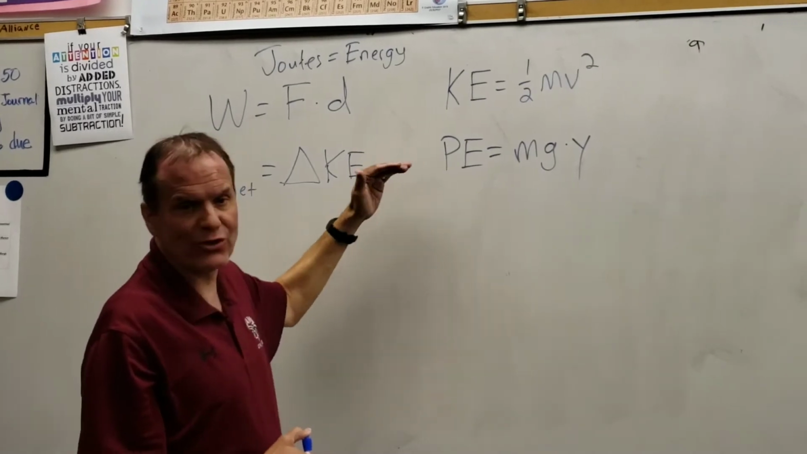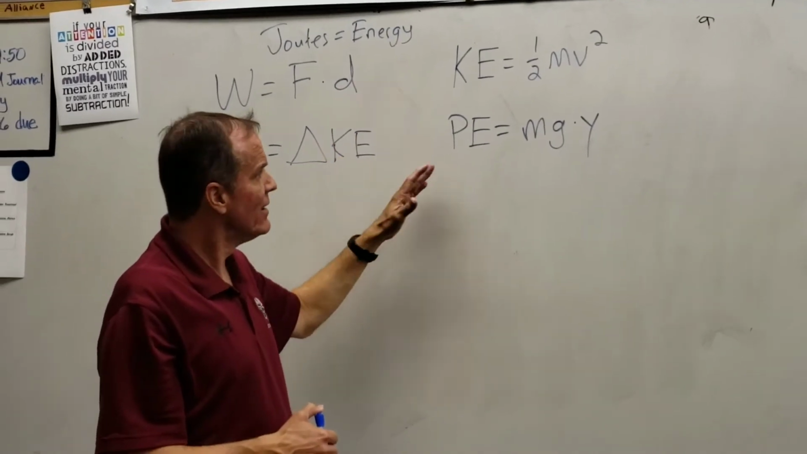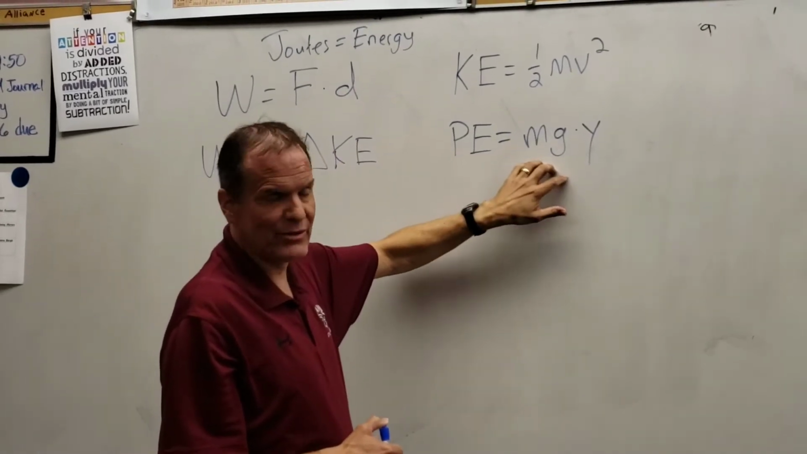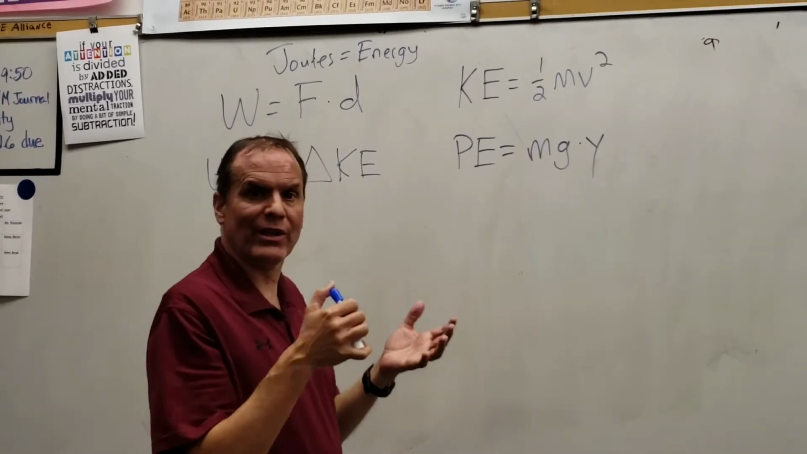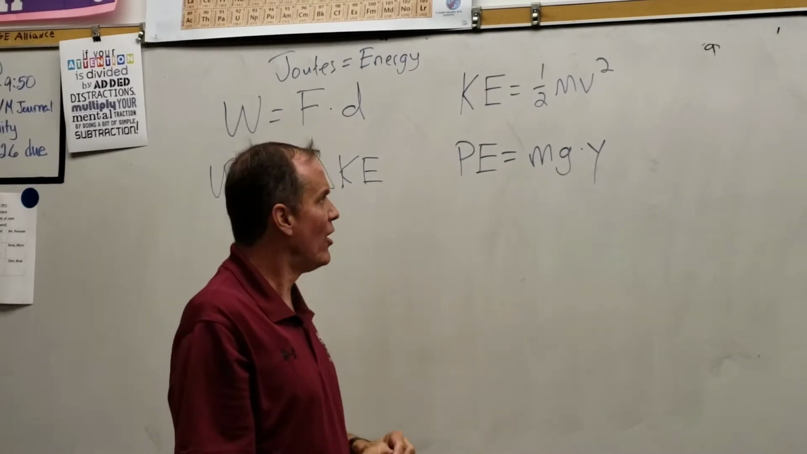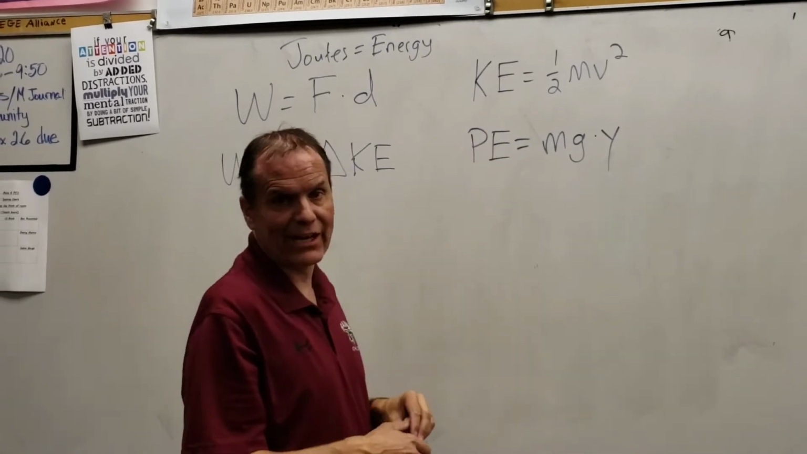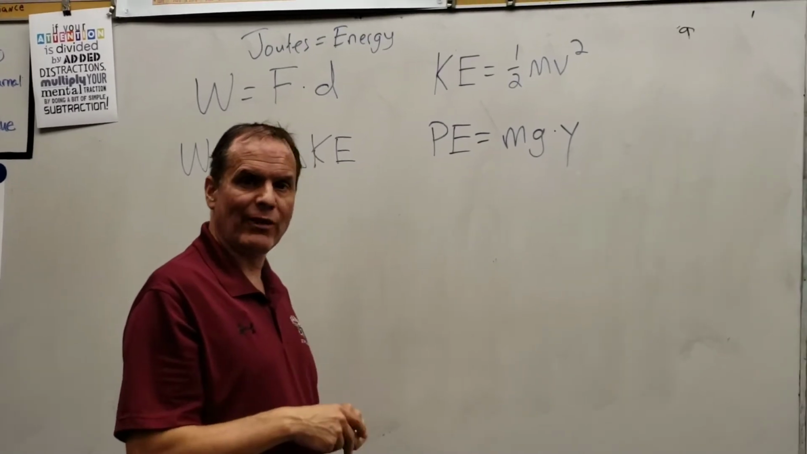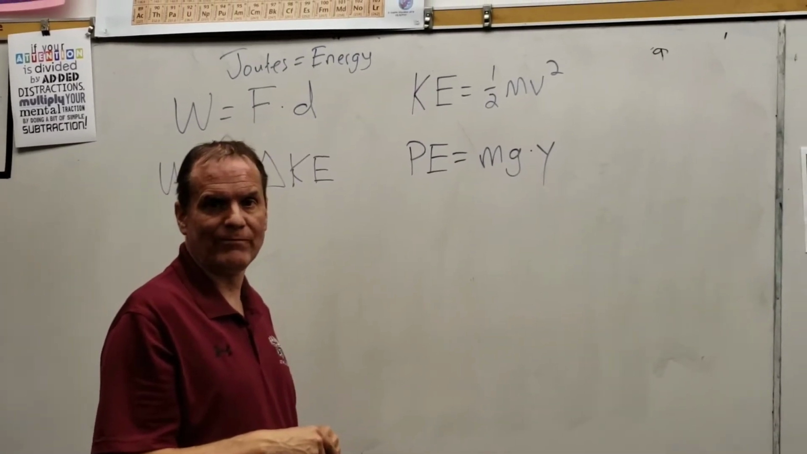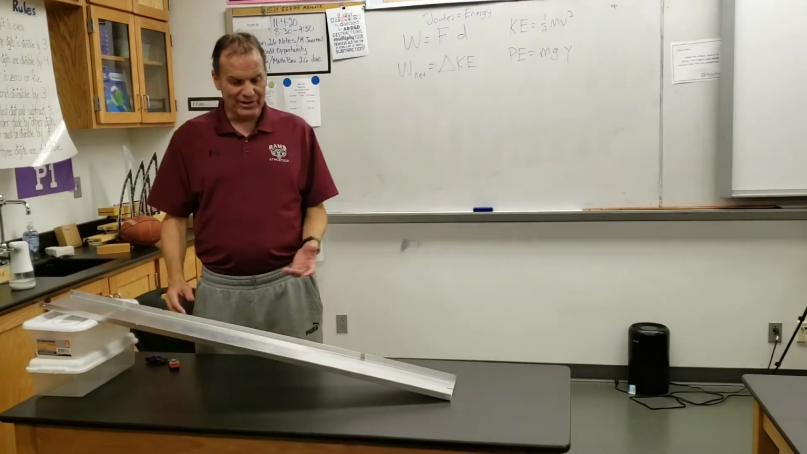And then we have potential energy, which is due to gravity, which is the weight of an object times the height of the object off the ground, because if we let that go, it will fall and then it will convert into kinetic energy. So I'm going to show you 3 examples of this, and hopefully that'll help us as we move forward.